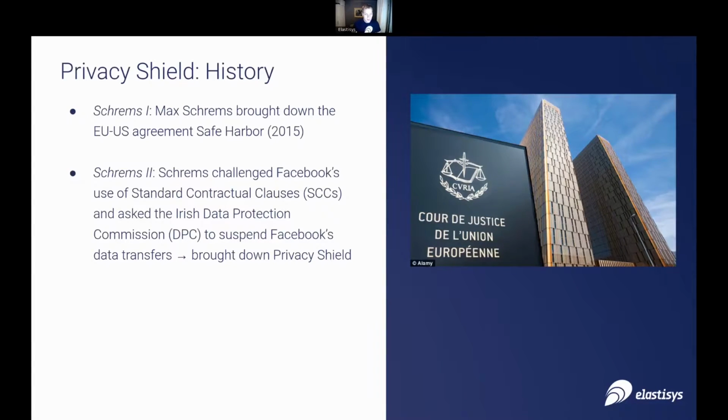Max quickly turned around and also challenged Facebook's use of something called standard contractual clauses, which is basically a contract between companies, where Facebook in this instance promises to handle personal data in a manner that is equivalent to how it will be handled in the EU, pretty much. This is the Schrems 2 case, and this ended up this summer with the EU Court of Justice bringing down Privacy Shield and invalidating it as a transfer mechanism.